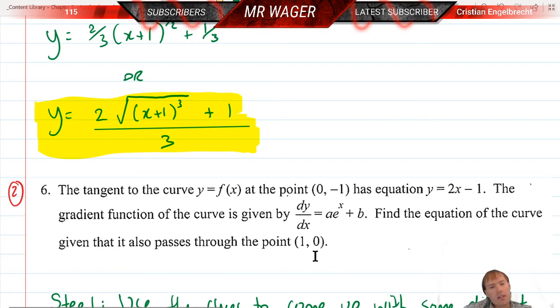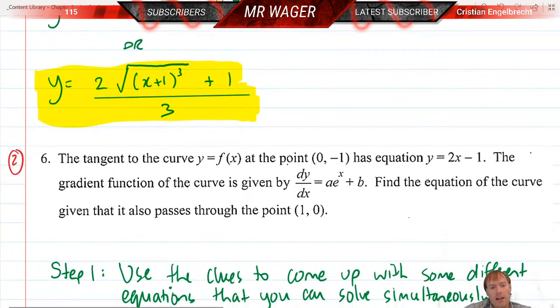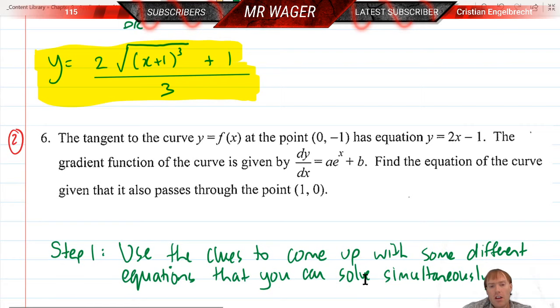So there's a bit going on in this question, and these are the types of questions you're going to see in tests and exams, because there's a few clues that are given to you at the beginning, and you're going to have to sift through those clues to come up with some different equations, and then solve them simultaneously. Okay, so that's what I've written down here as the steps. So step 1 says use the clues in the question to come up with some different equations. Sometimes there'll be 2 equations to solve simultaneously. Sometimes there'll be 3 equations to solve.